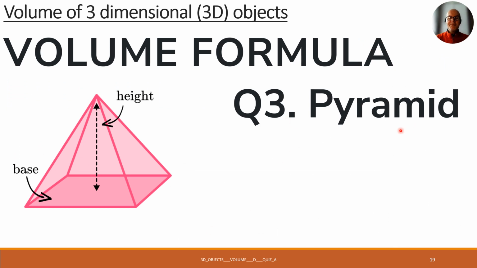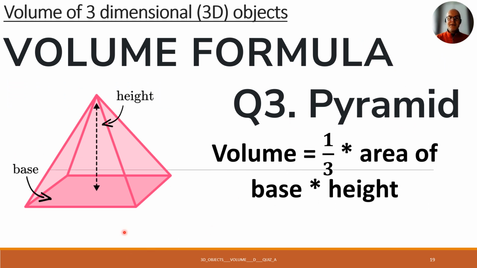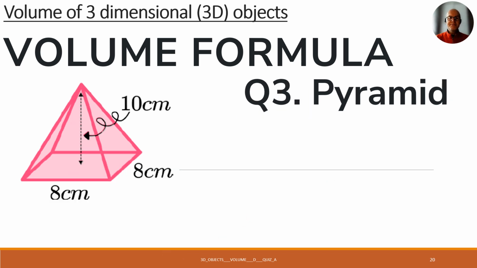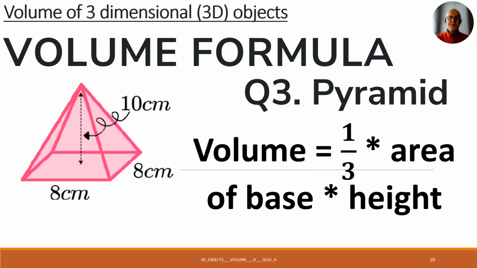Question 3. A pyramid. A reminder, the volume formula for a pyramid, 1/3 times area of base times height. So what shape is the base for this pyramid? Yeah, it's a square. This is a square-based pyramid. So the area of the base is going to be the area of a square. Now here's the example we're going to do. We're going to have a square with 8 centimeter sides and 10 centimeter height.